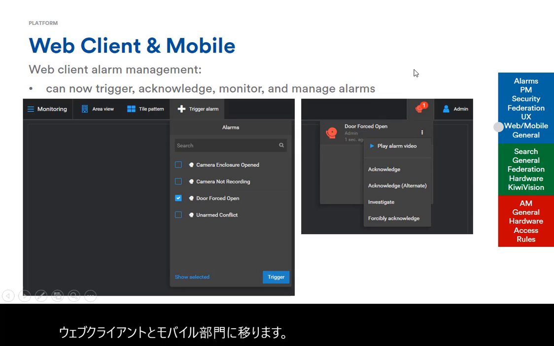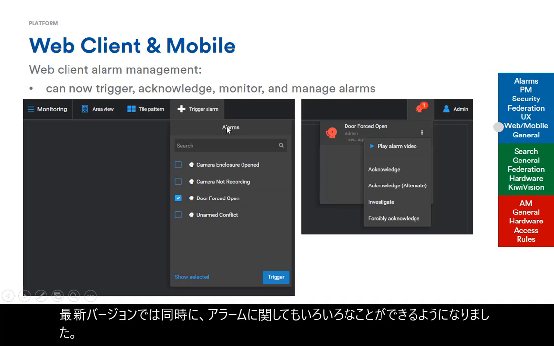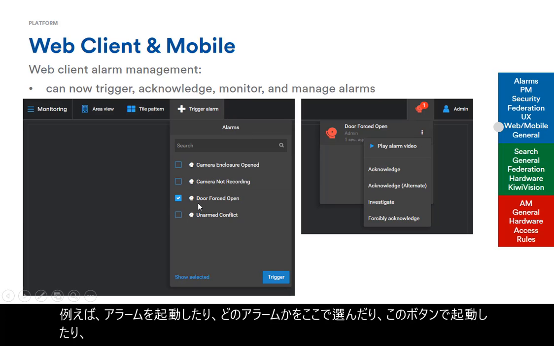So let's move on to our web client and mobile section here. So under the web client alarm management, if you take a look while you're monitoring cameras in the web client, we can now do a bunch of alarm functions here. So we can trigger an alarm from here. I can choose which one. I can trigger it from here.